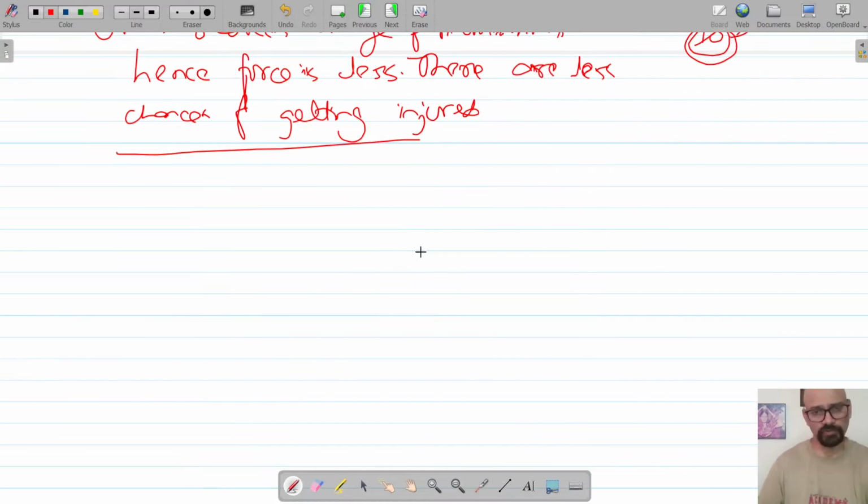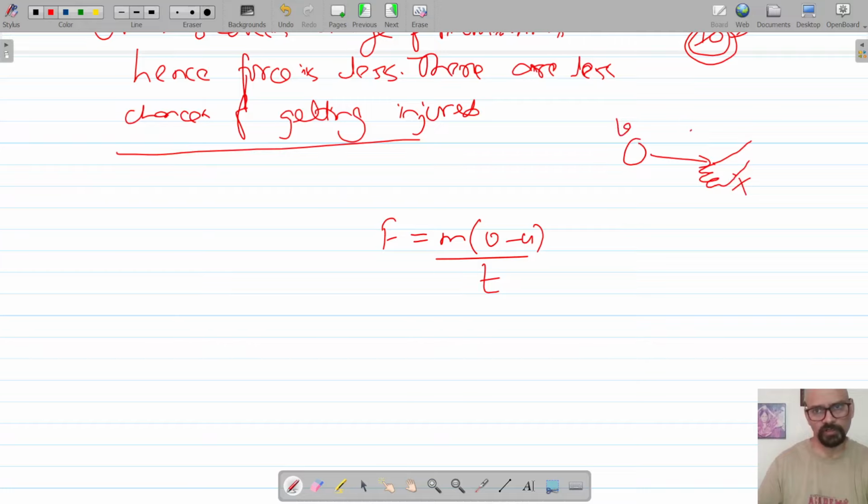However, let's say the fielder stops the ball. He does not pull his hands backwards and immediately stops the ball. So in that case, let's say this is the ball, coming towards the fielder's hands, and these are, let's say, the fielder's hands. So he's not pulling the hands backwards. So he brings the velocity of the ball, which has some initial velocity, to zero.